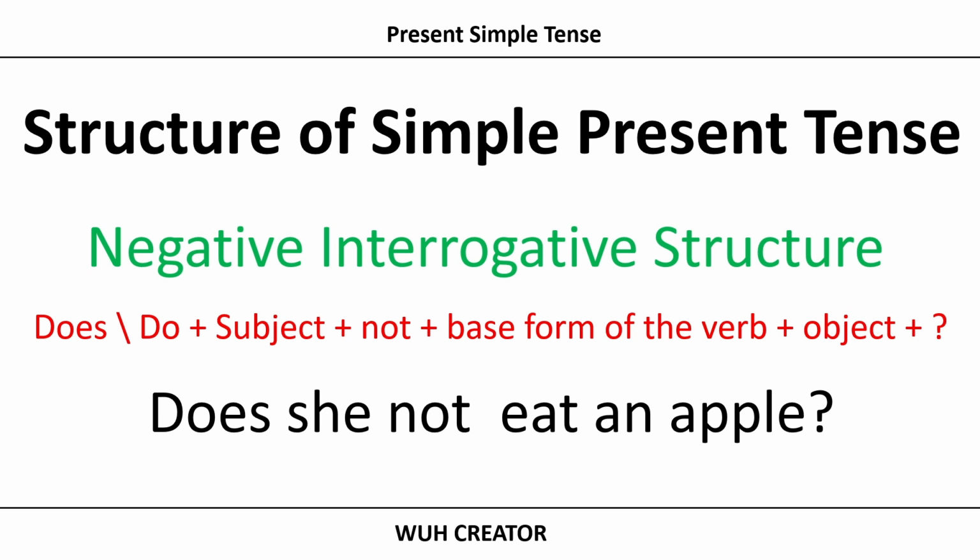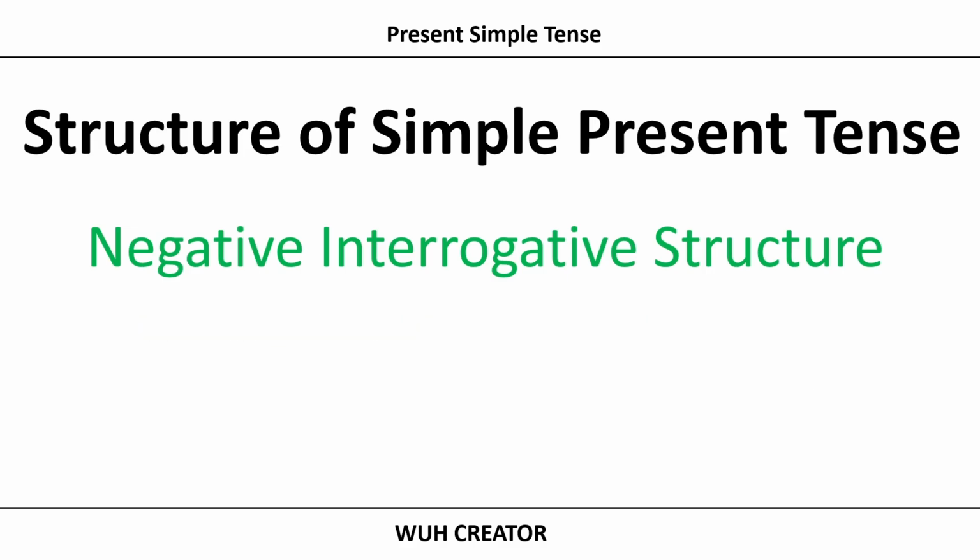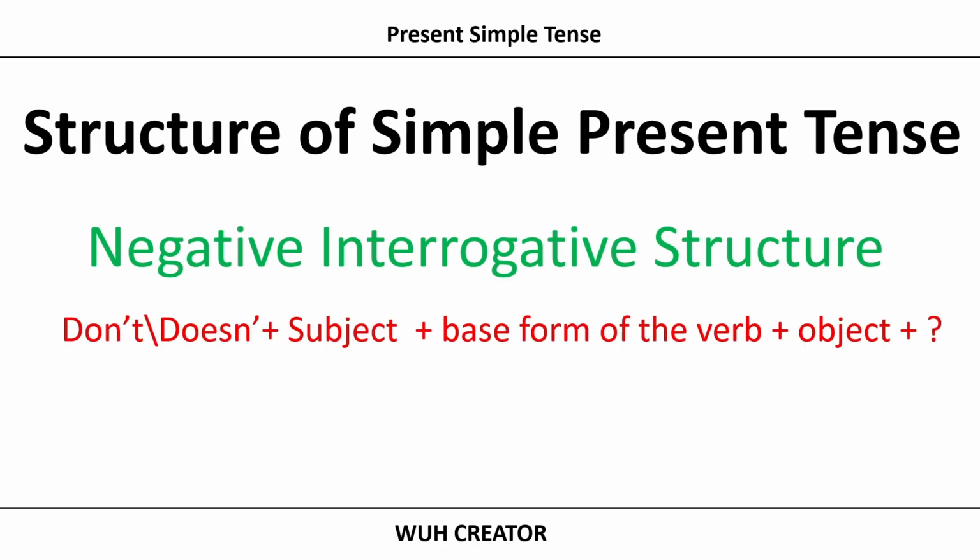Now let's move towards the contracted form. The contracted form is commonly used in spoken English and informal communication because it is shorter, smoother, and more natural in everyday speech. Its structure is don't or doesn't, plus subject, plus base form of the verb, plus object, plus question mark. The process is the same as we discussed earlier.